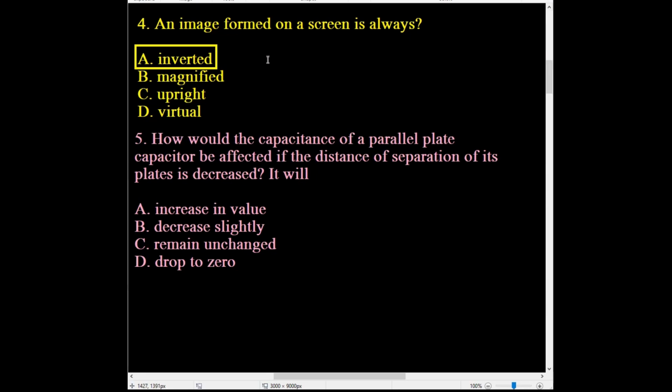Can you hear me now? Yes, sir. Okay. So we said the capacitance of the parallel plate capacitor will increase when the distance of separation of its plates is decreased. Is that clear? Yes, sir.